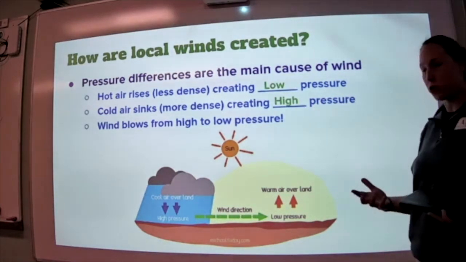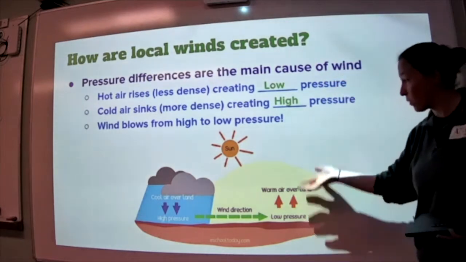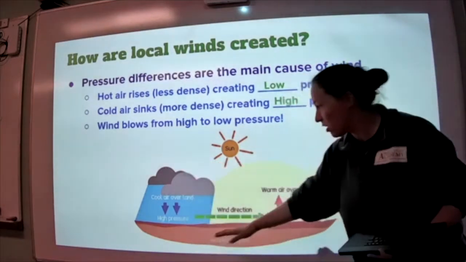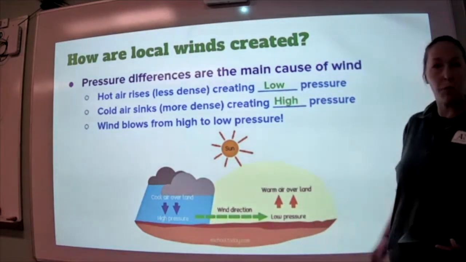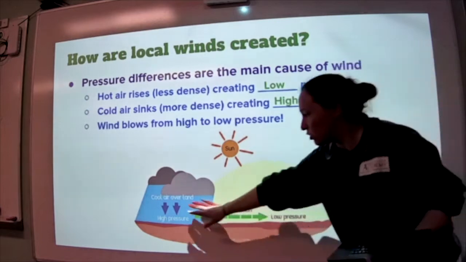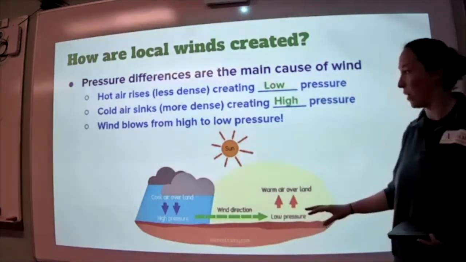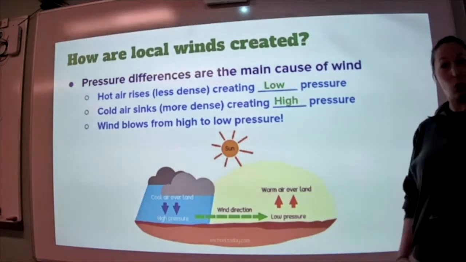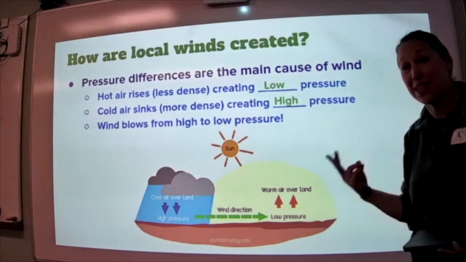And so these temperature differences actually cause our pressure differences. Hot air rises, cold air sinks, and all of a sudden we have this high to low pressure center. And winds are going to blow from high to low pressure. These cooler areas to lower areas, that's where we get our wind. So yeah, local winds are caused by pressure differences, which are typically caused by temperature differences.